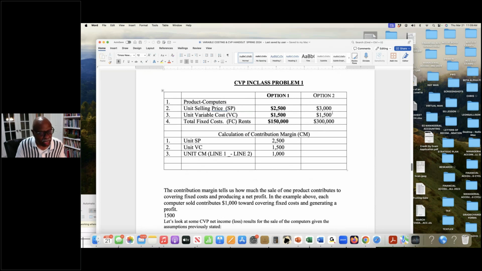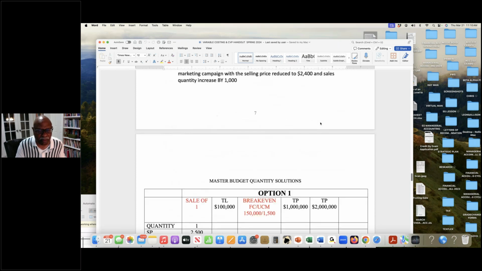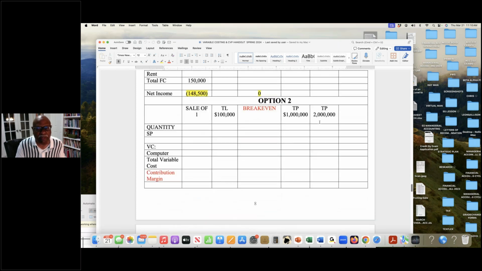So what I want you to do is, utilizing these assumptions, selling price 3,000, and we're selling computers, variable cost 1,500, total fixed cost 300,000, with that information, fill out this chart. Are there any questions?